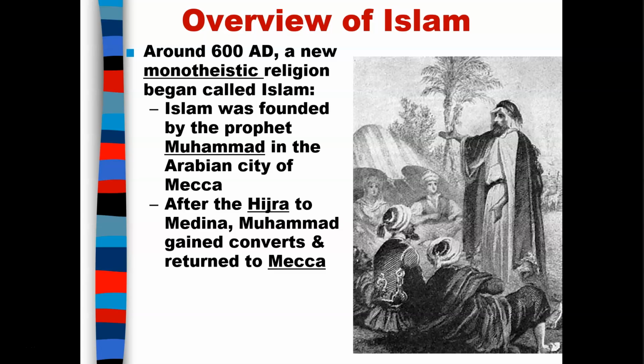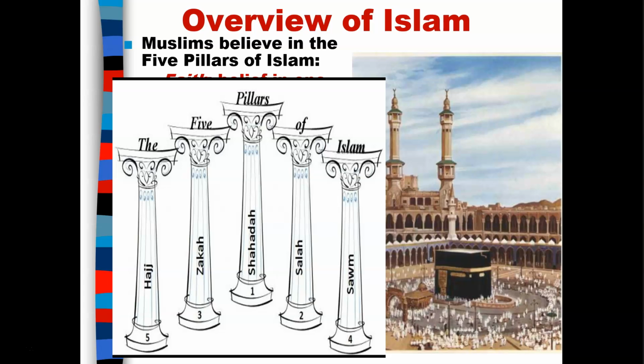Now let's do an overview of Islam. Around 600 AD, a new monotheistic religion began called Islam. Islam was founded by the Prophet Muhammad in the Arabian city of Mecca. After the Hijrah to Medina, Muhammad gained converts and was able to return to Mecca.